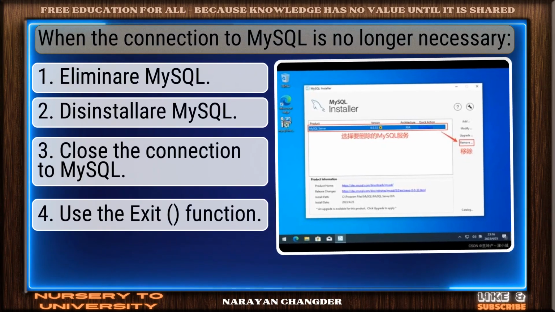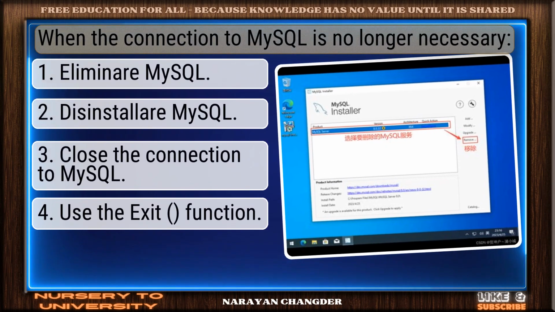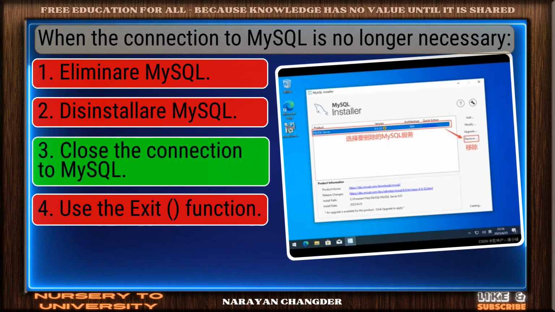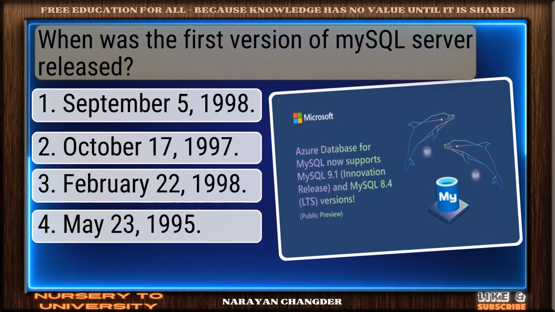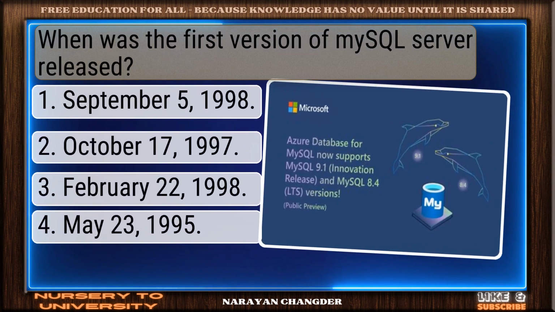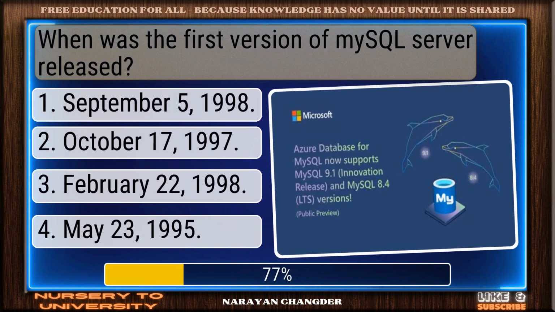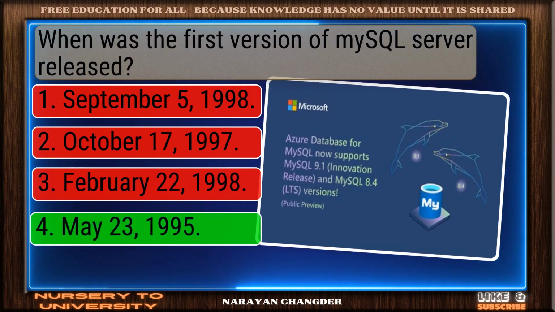Question number 16. When the connection to MySQL is no longer necessary? Sharp thinking. Close the connection to MySQL is the right choice. Question number 17. When was the first version of MySQL server released? You're right. May 23, 1995 is the correct answer.